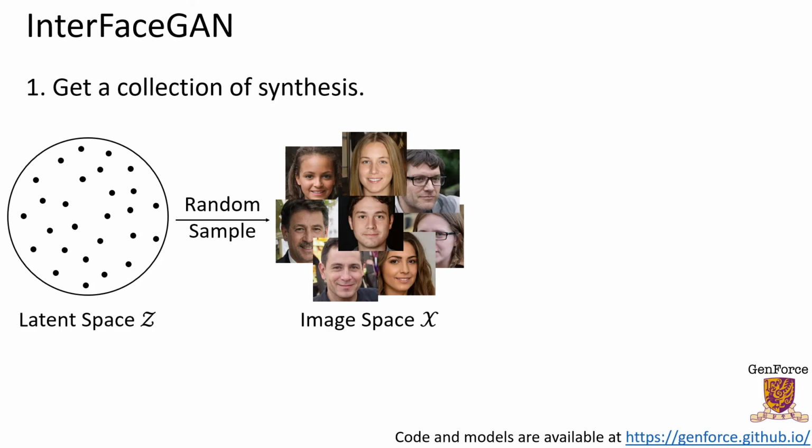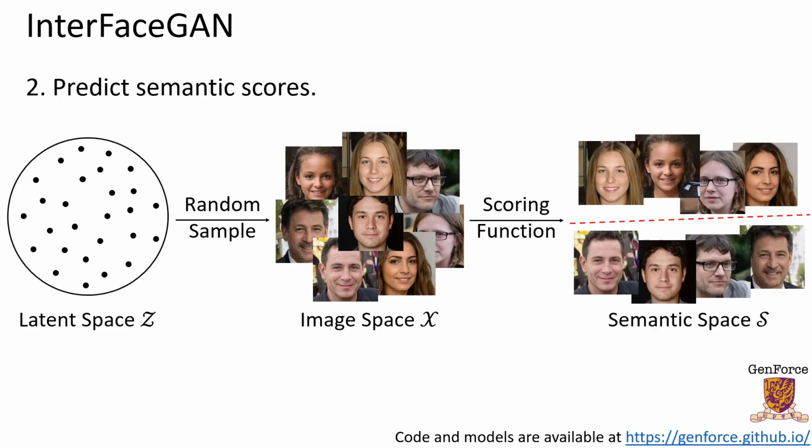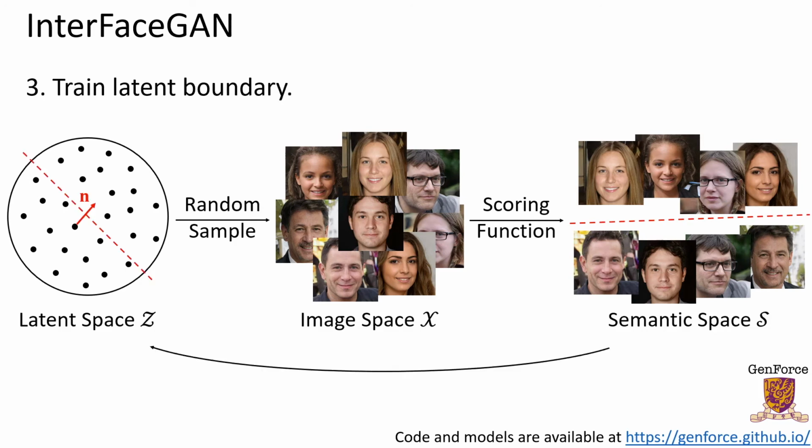Step 1. Synthesize images with randomly sampled latent codes. Step 2. Assign semantic labels to synthesized images, like male versus female. Step 3. Train a linear boundary in the latent space by using semantic labels as ground truths. By moving latent codes towards the boundary, we can achieve semantic face editing.